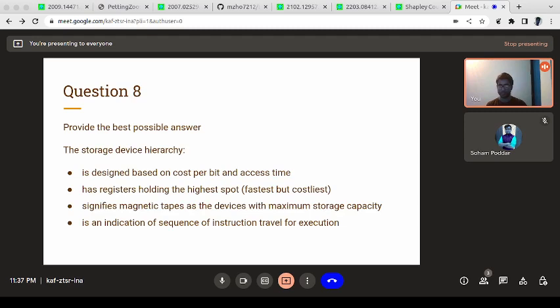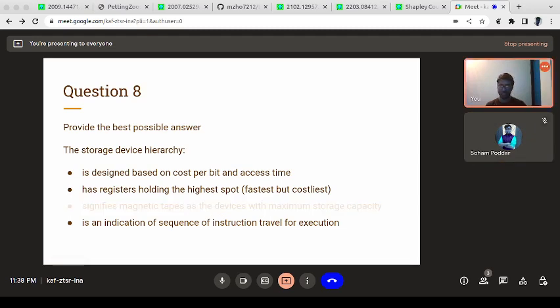So now we come to a question related to the storage device hierarchy. Related to that, if it is designed based on the cost per bit and access time, it has registers holding the highest spot, that is the fastest but also the costliest. It signifies magnetic tapes as the devices with the maximum storage capacity, or it is an indication of the sequence of instructions that travel for execution. Can you say which of the following statements are correct with regards to storage device hierarchy? So I have already answered one, that is option 2 is correct. Among the rest, can you please say? All of them are correct.